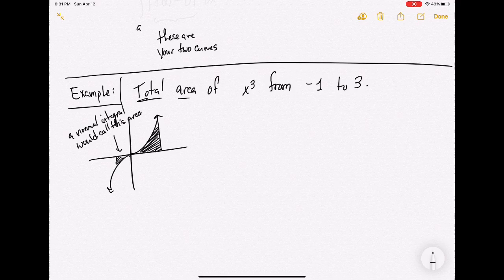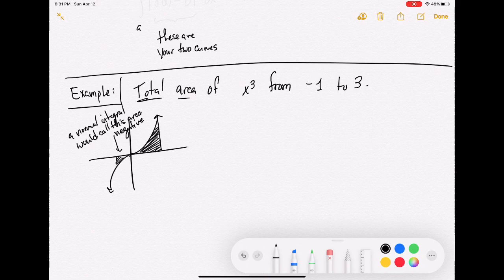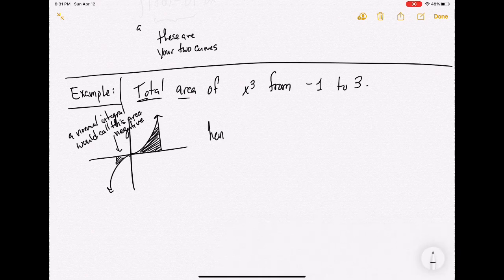So we call that area negative. And sometimes we want that. Sometimes it's actually helpful to talk about that as negative area. But today's just not that day. We want the total area. And so that's why we take the absolute value from -1 to 3.